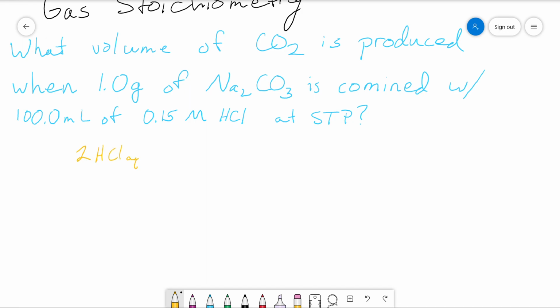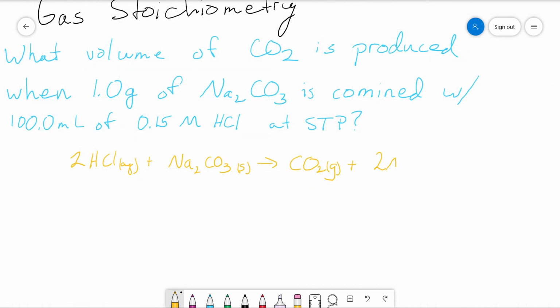So let's look at the chemical equation. 2HCl aqueous. And the phases kind of matter here because we're doing gas laws. We got to find the gas. I'm sure you guys all recognize that it's CO2. But anyway, NaCl, and we get some water. There we go. So let's just go through and look at the problem real quick.